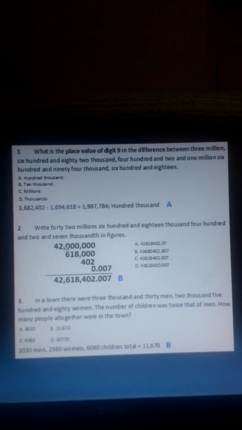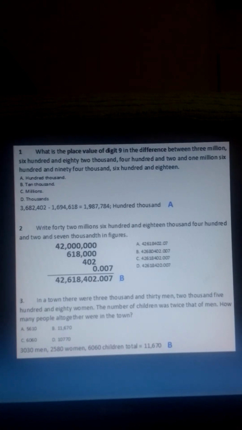So I arrange these numbers according to place value. Then now I add them. After adding them, I get this number, which is written in figures, and is the answer, which is number B. So the answer is B. That's what we get.